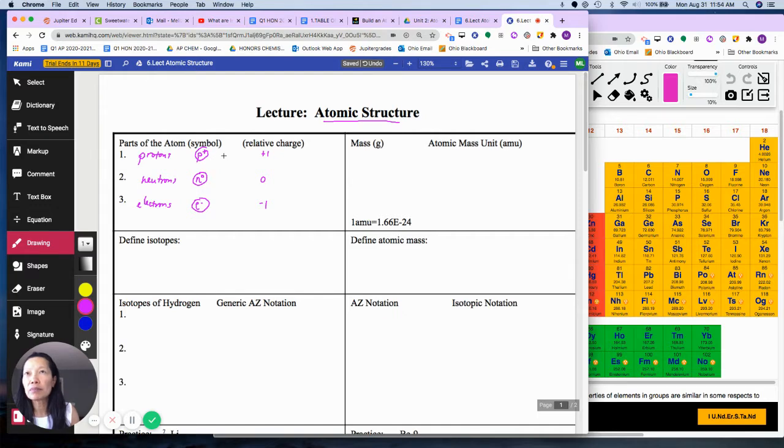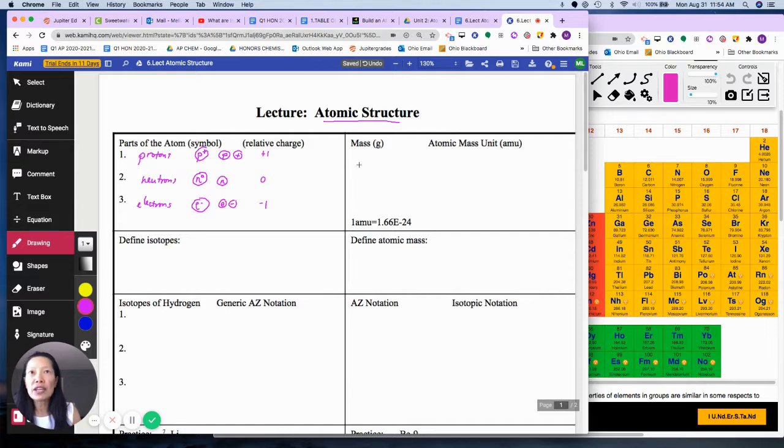Sometimes I just write proton. Sometimes I just write positive. They all mean the same thing. Sometimes I just write N for neutron, or an electron, or a minus. They all mean the same thing.